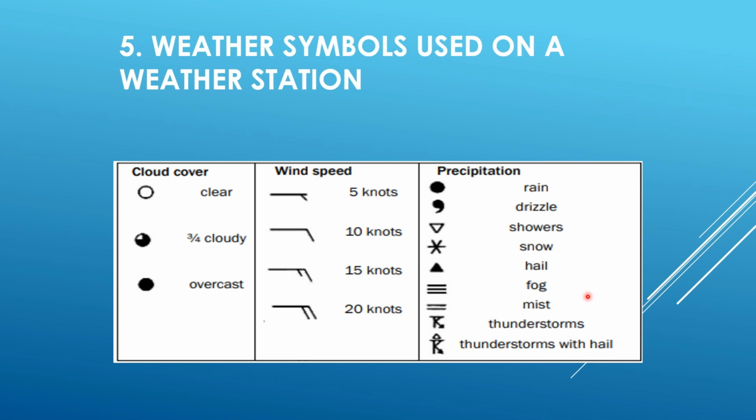The fog is 3 horizontal lines. The mist is 2 horizontal lines. The thunderstorm is a K-like structure with a line on top. And then thunderstorms with hail are the K-like structure with the triangle that is not fully shaded as the actual hail.